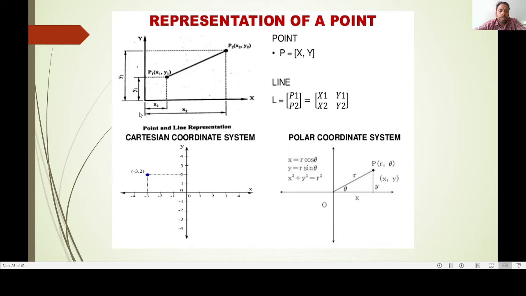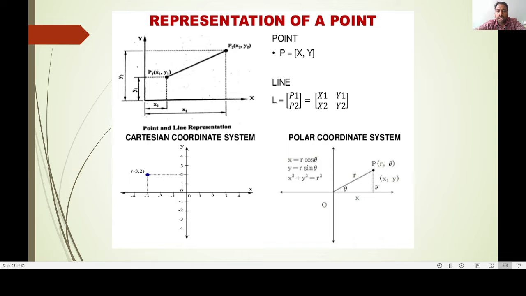Next, the point and line can be represented in two forms. One is the Cartesian coordinate system and the other is the polar coordinate system. In the Cartesian coordinate system, there are four quadrants: first quadrant, second quadrant, third quadrant, and fourth quadrant. Depending upon the values, the points can be marked.